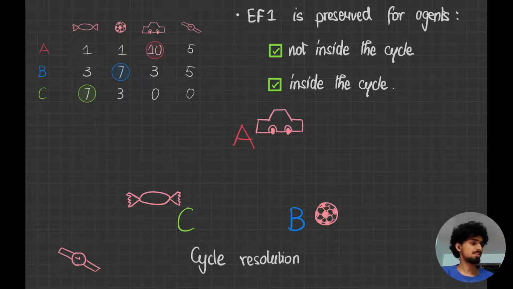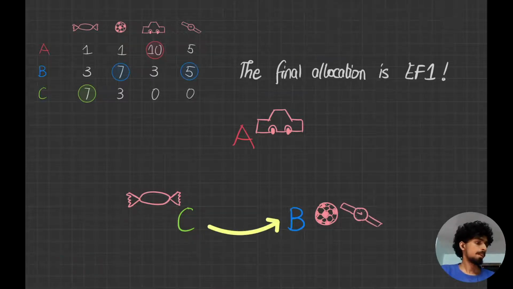So you still have the watch unallocated. You just give it to any agent and it's going to be EF1, because everybody is a source agent in this graph right now. Great.